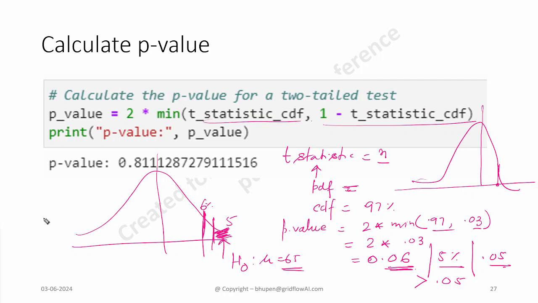So this is how you compute the p-value from a t-statistic and compare against the significance level or a critical value. In the next step, I will also show you how to get the critical value for a given significance level.